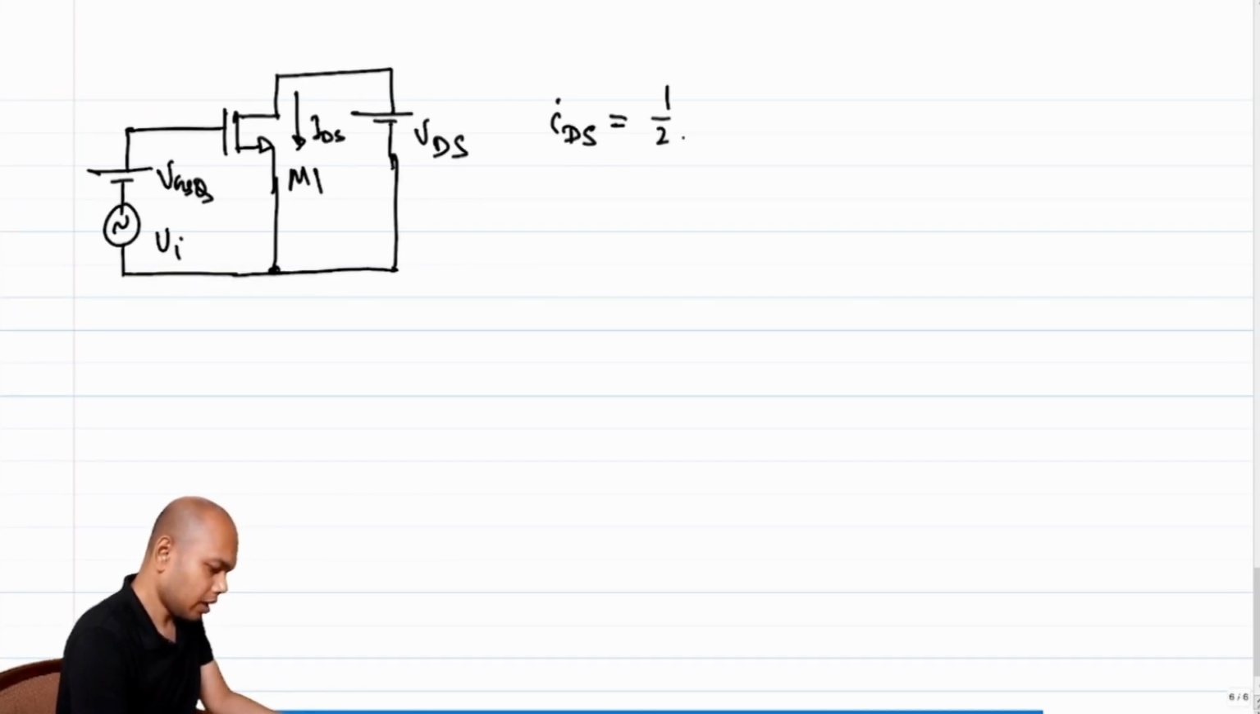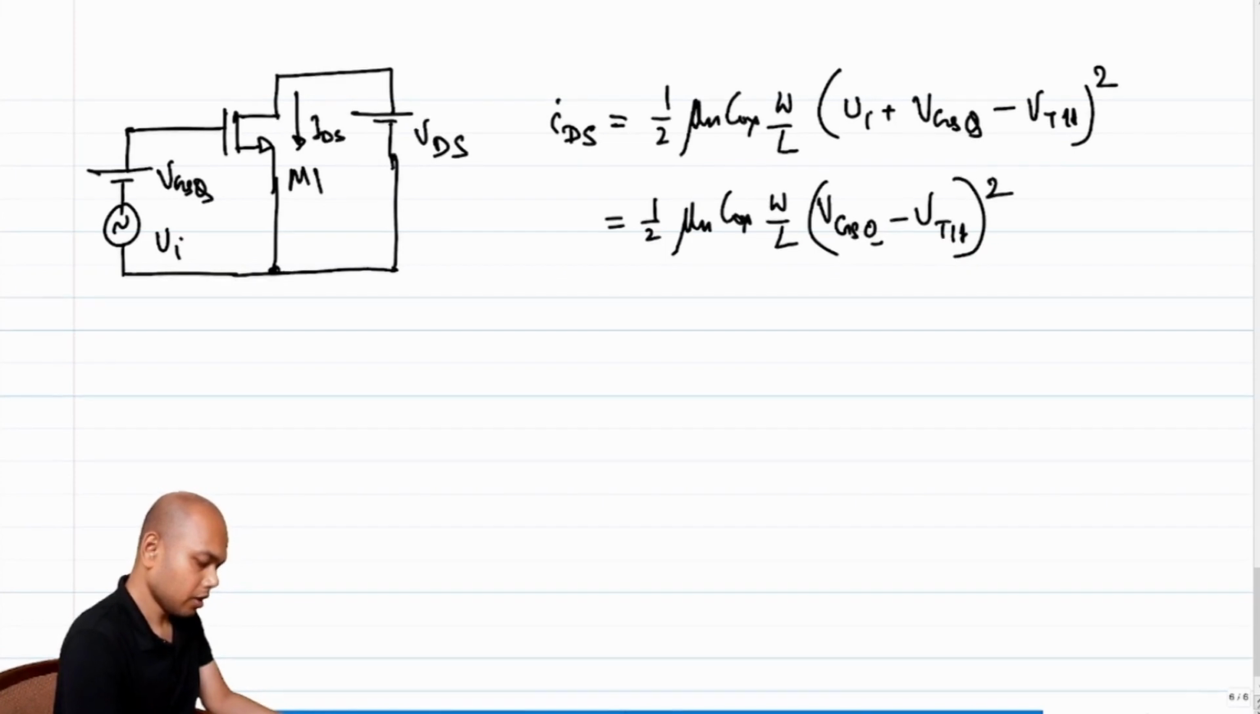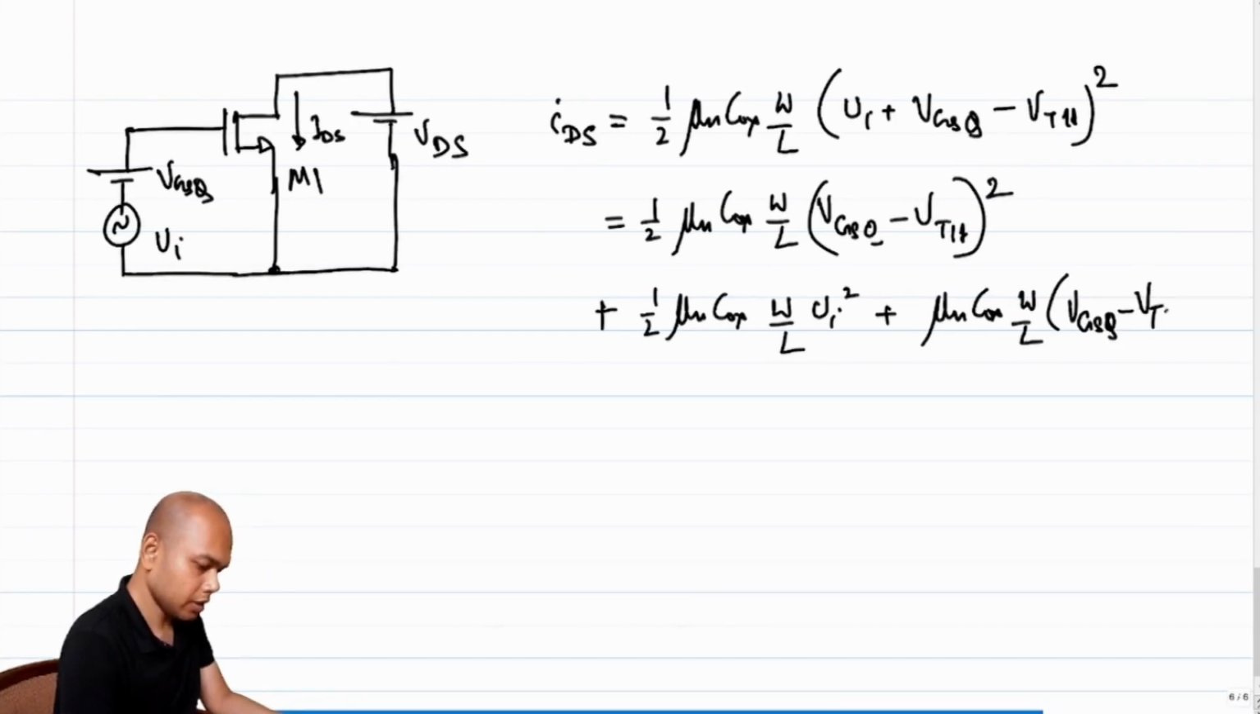Total IDS is half mu n Cox W over L (VGSQ minus threshold voltage plus Vi) whole squared, which is half mu n Cox W over L (VGSQ minus threshold voltage) whole squared, plus half mu n Cox W over L Vi squared, plus mu n Cox W over L (VGSQ minus threshold voltage) times Vi. Right? So this is what IDS is.